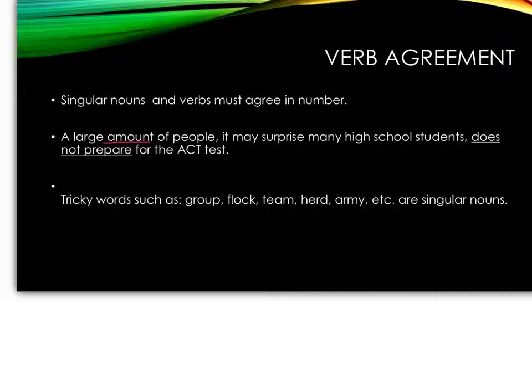So tricky words such as group, flock, team, herd, and army, etc. are actually singular nouns, and so they have to have a verb that agrees with them.